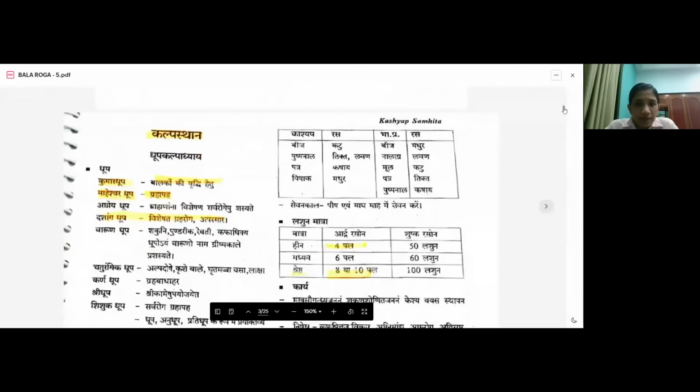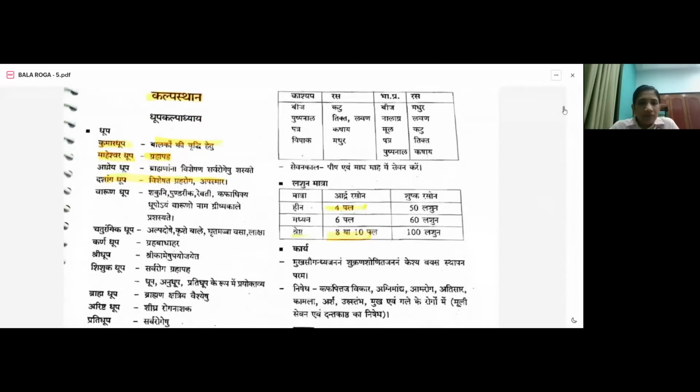Then moving to the Kalpasthana. Here, the first one is Dhupa Kalpadhyayam. The Kumara Dhupa, different types of Dhupas are mentioned here. And the Kumara Dhupa is mainly for Bala Vriddhi Hetu. It is used for Vriddhi, the growth of the baby. The Kumara Dhupa is helpful.